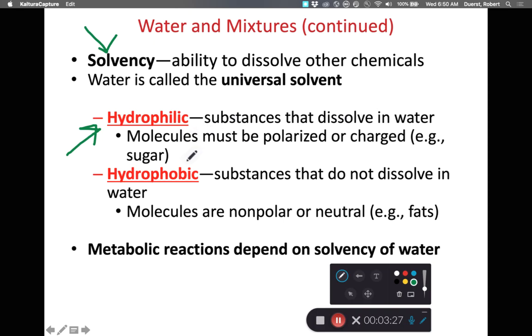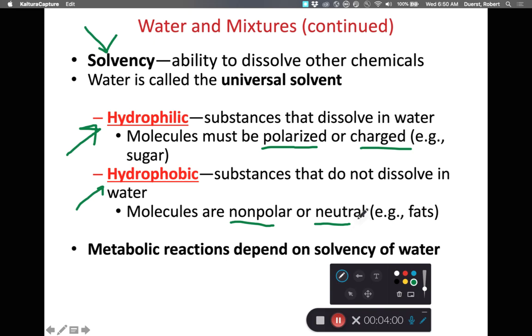Since water is a polar molecule, it has a polar covalent bond. Molecules that are dissolved in water also need to be polarized or charged. So sugar molecules, ionic compounds, ions, electrolytes, all these different things are easily dissolved in water. Things that do not dissolve in water well are referred to as hydrophobic. And because water is polar, things that don't dissolve in water are typically nonpolar or neutrally charged.